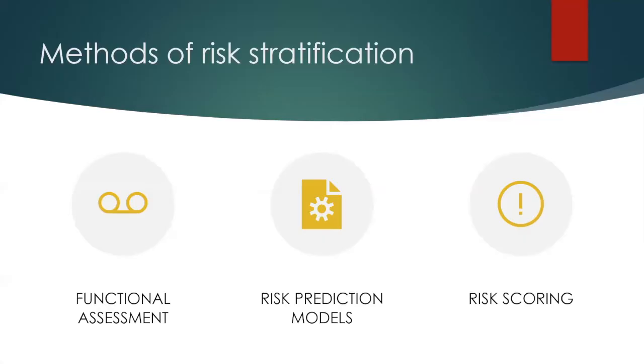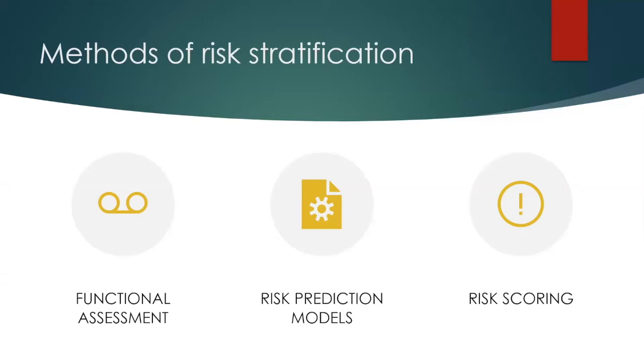Now, how do we do risk stratification? There are basically three ways you could use. Number one, functional assessment. Number two, risk prediction model. And number three, risk scoring systems. All three together actually give you the whole spectrum of risk stratification. Just one of those is not enough.